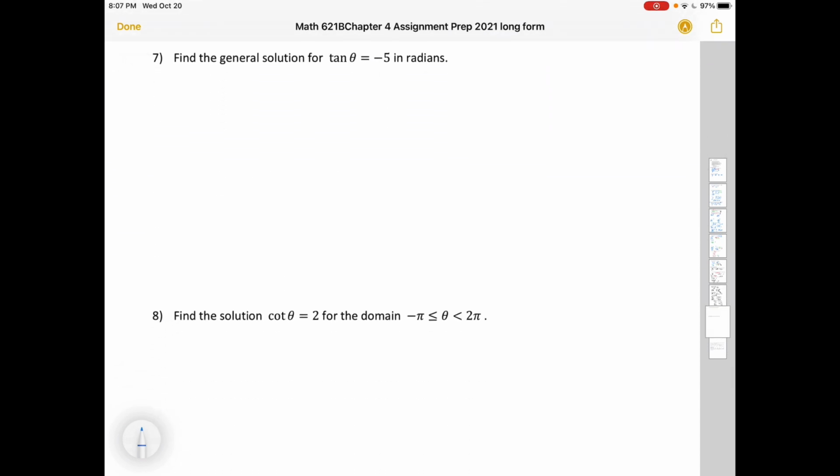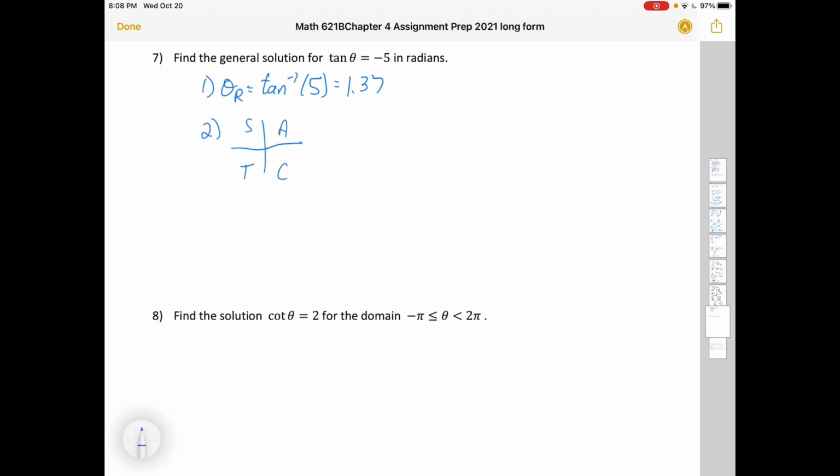A general solution and a weird domain. That's what we've got left here. So general solution for tan theta equals -5. Again, hopefully this process is starting to look familiar. Find a reference angle. And I'm going inverse tan of 5. I always take the positive for finding that reference angle. I'll throw that in my calculator. My calculator is going to be in radian mode. Get 1.37.